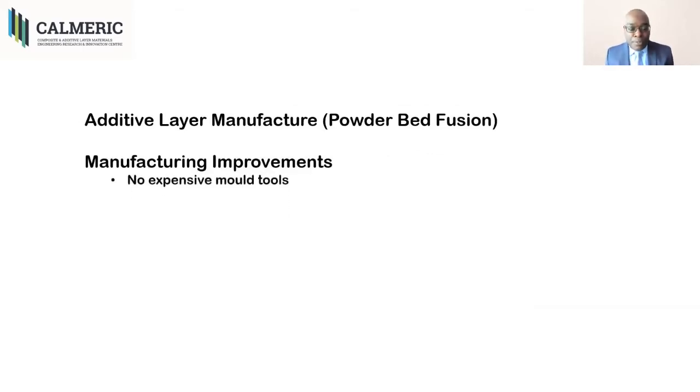Manufacturing improvements. So this is quite interesting. Additive layer manufacturing makes it possible to adjust your design, enabling parts to be made faster, so no expensive tooling, for example. So from design to manufacture, you can reduce those lead times, reduce costs. It's very cost effective.